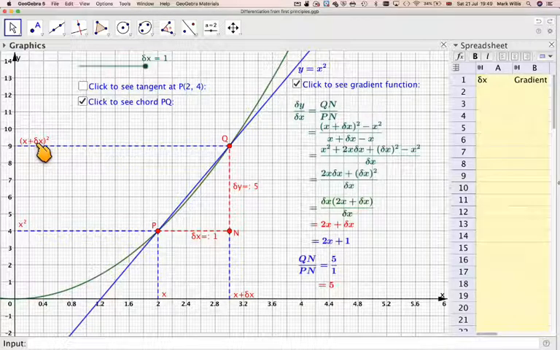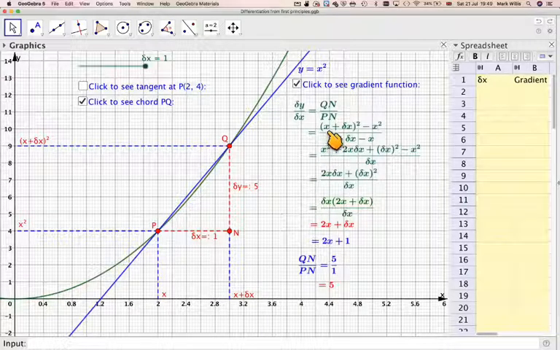Now that distance there is going to be x plus a little bit of x, or x plus delta x, all squared, minus x squared, and this distance here is going to be x plus delta x minus x. That will give me the gradient of the line.